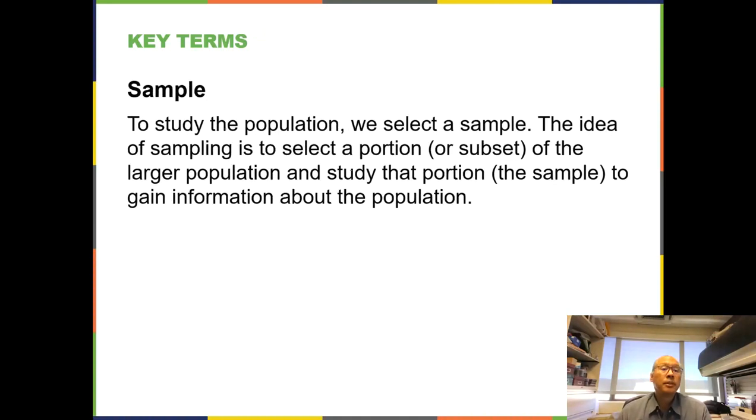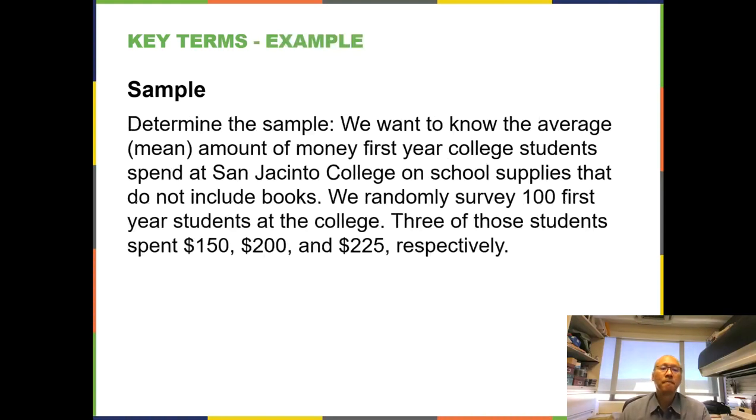Next term, our sample. To study the whole population might be unrealistic. So what we would want to do is get a smaller portion or subset of the population, and so we would call that a sample. So the sample hopefully would be representative of everybody in the population. And that's where statistics kind of runs into some problems, because there's some biases that might happen in the sample. So we'll study that later on.